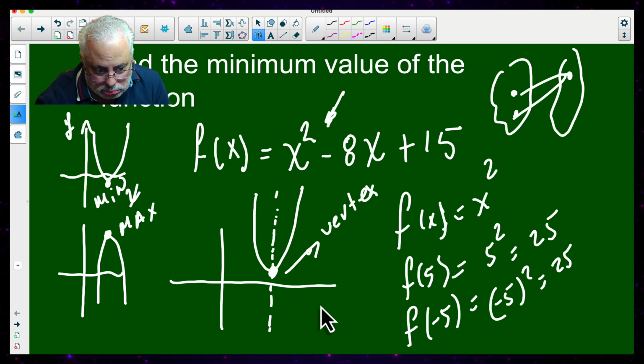Let's see now how we can find the minimum, the procedure, from the algebra perspective, knowing now the graphing perspective. Let's see it.